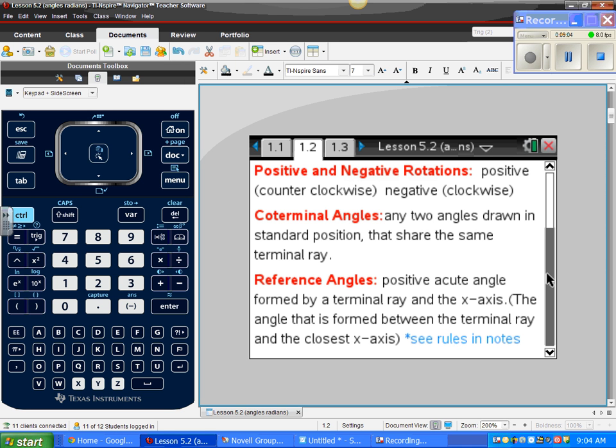A reference angle is a positive acute angle. Acute, what's that mean? Less than 90. So it's a positive acute angle formed by the terminal ray, the end of the angle, and the x-axis. And it's the closest x-axis. We're not going to make some weird roundabout rotation to get to an x-axis. It's going to be very close to it. Let's see what that looks like.